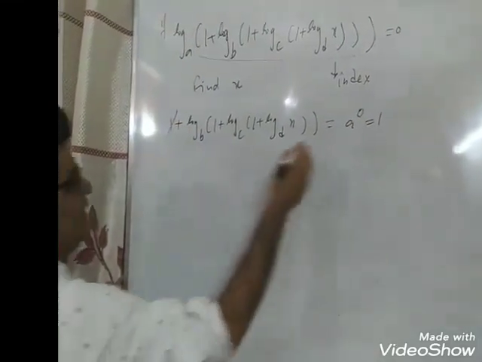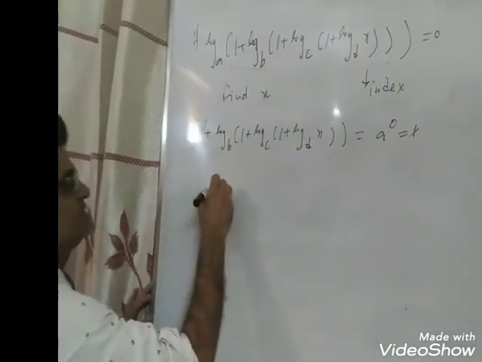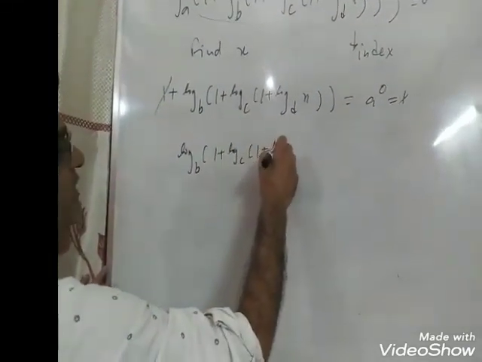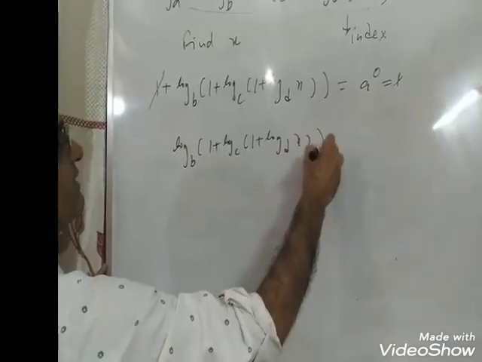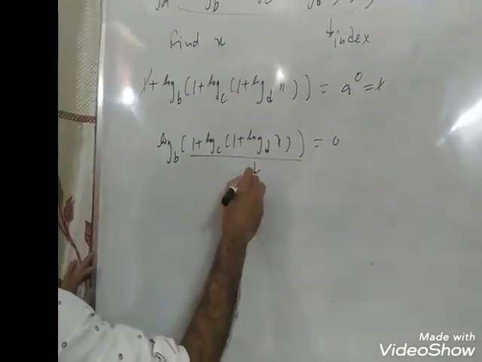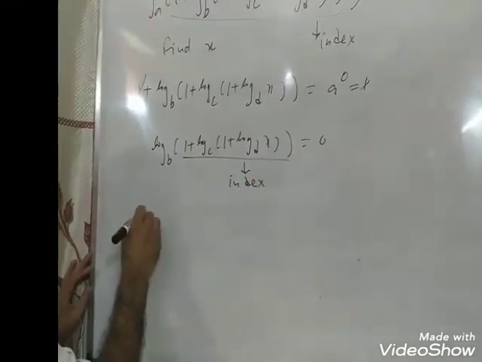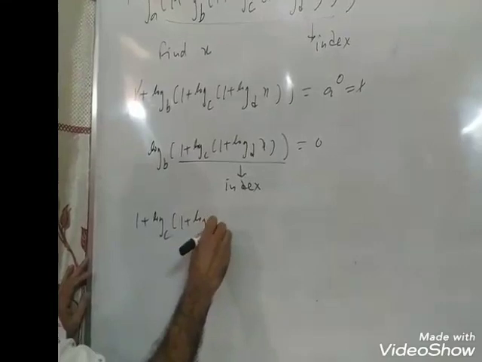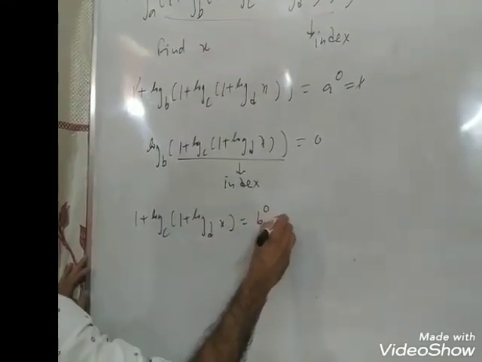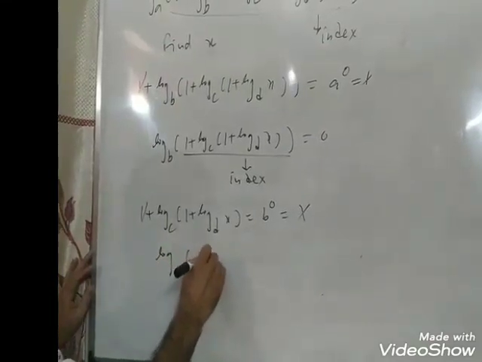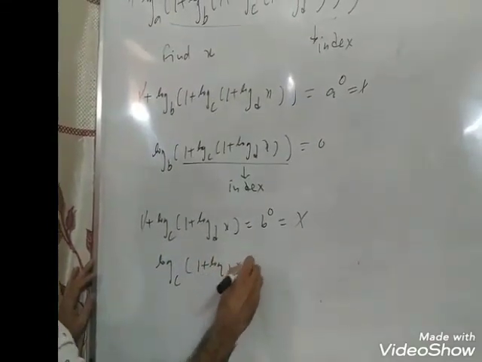So 1 and 1 get cancelled. Once again, log_b(1 + log_c(1 + log_d x)) = 0. Again this is going to be an index. So 1 + log_c(1 + log_d x) = b^0, which is equal to 1. Again 1 gets cancelled. Log_c(1 + log_d x) = 0.